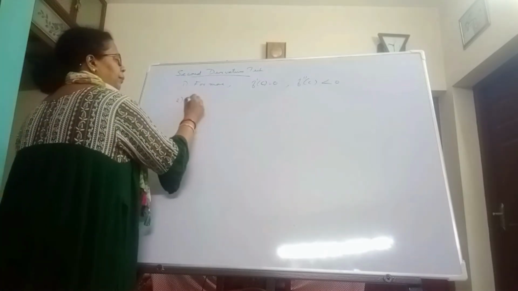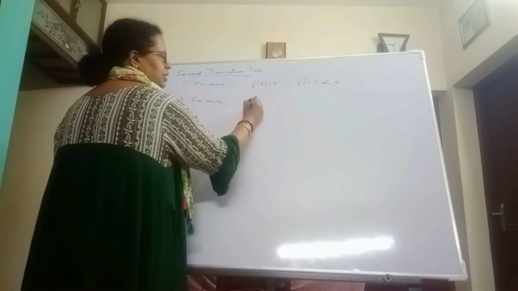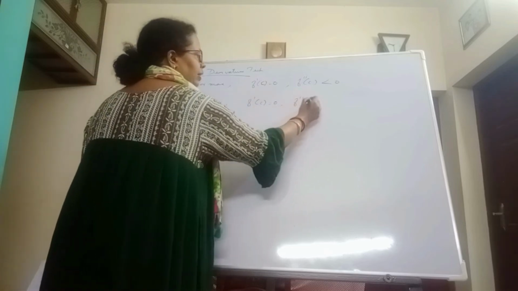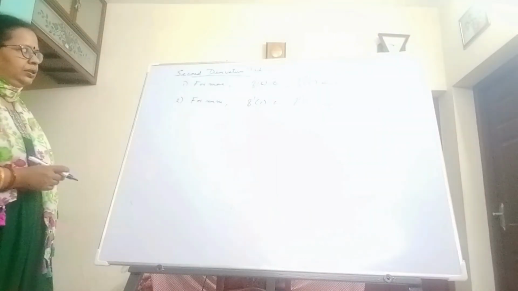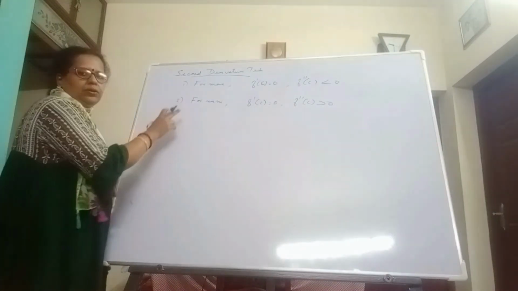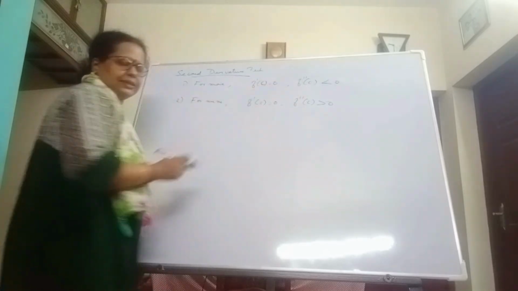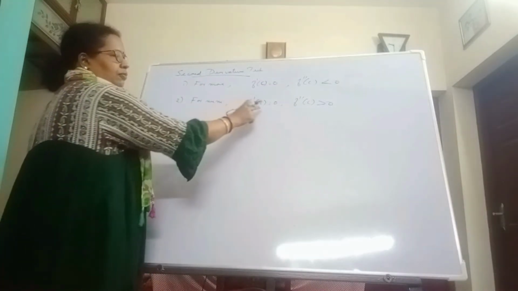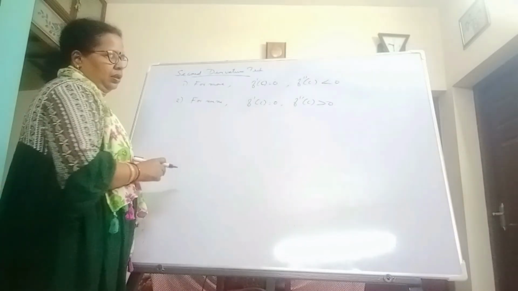And for local minimum, the first condition is the same, f dash c is 0, and the second derivative should be positive, greater than 0. So only this much we have to remember. For maximum, first derivative 0 and second derivative negative, and for minimum, first derivative 0 and second derivative positive.